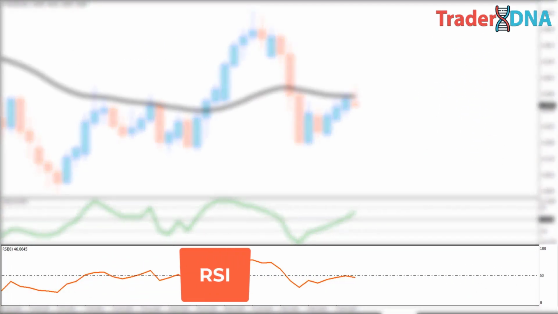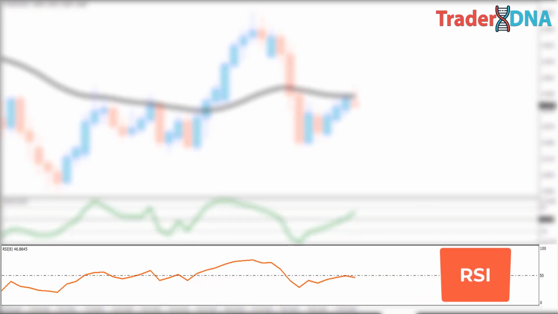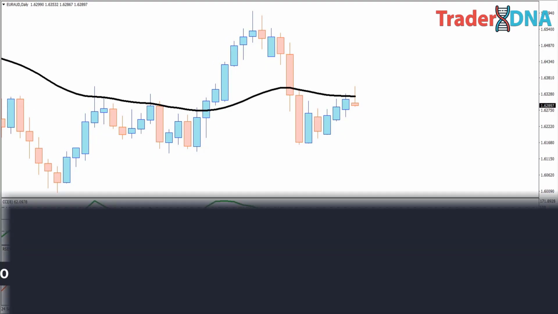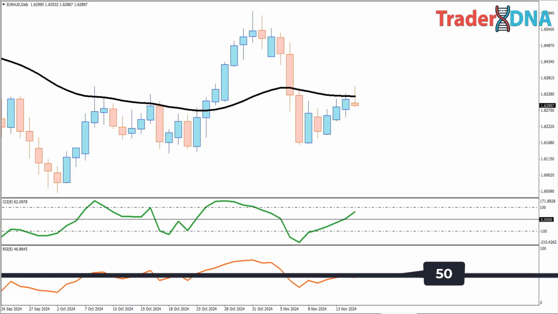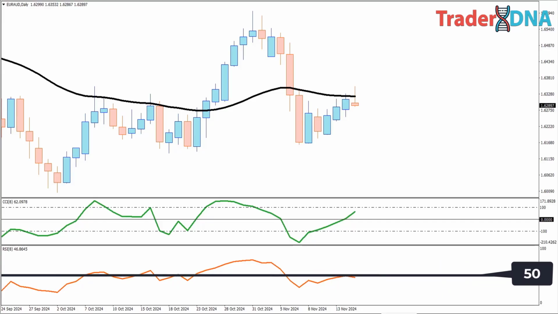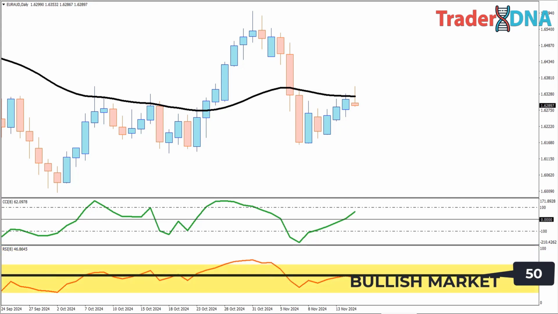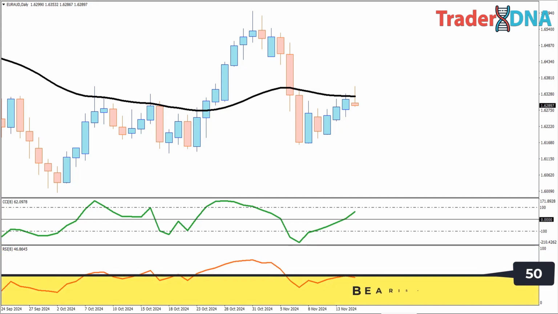Next, let's explore how to leverage the RSI, Relative Strength Index indicator, in this strategy. In this approach, we use the RSI indicator to confirm the market trend information provided by the CCI indicator. Specifically, we focus on the position of the RSI line relative to the 50 level. The analysis here is very straightforward. If the RSI line is above the 50 level, it confirms that the market is in a bullish condition. Conversely, if the RSI line is below the 50 level, it confirms that the market is bearish.